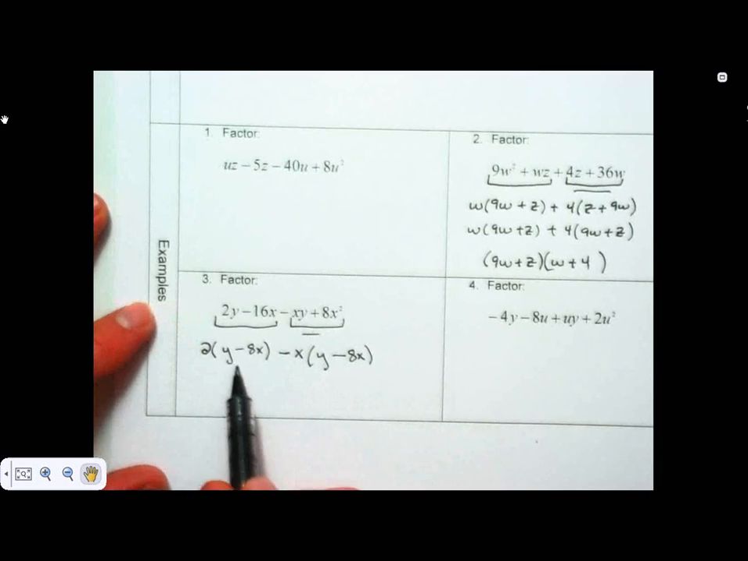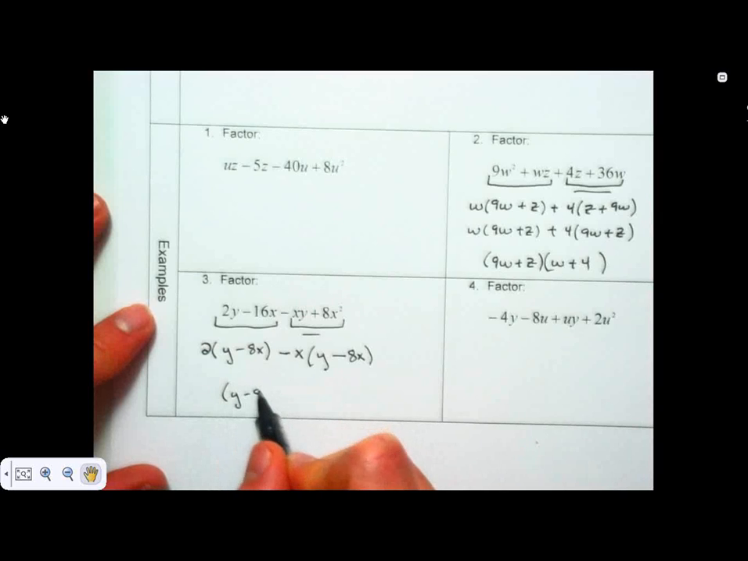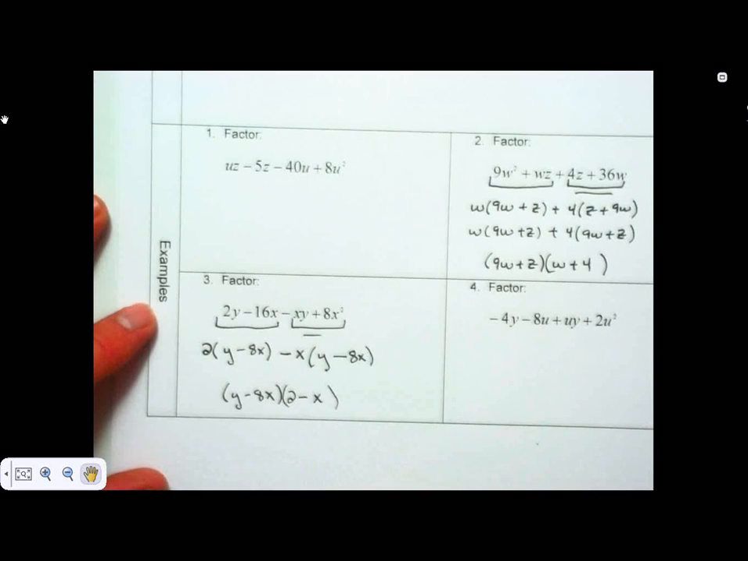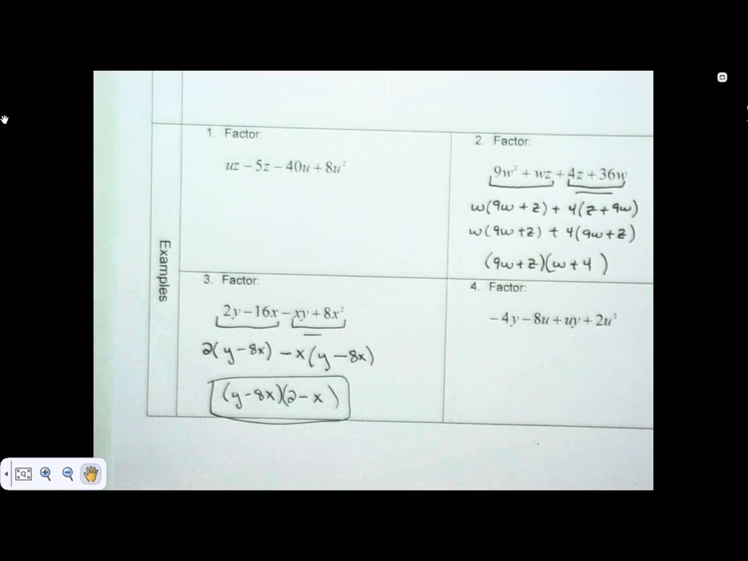Okay, then looking at the 2 groups, they match perfectly. So the final step is, again, I've got 2 factors. My first factor is the group they have in common. The second factor is what's left over. And I am done.